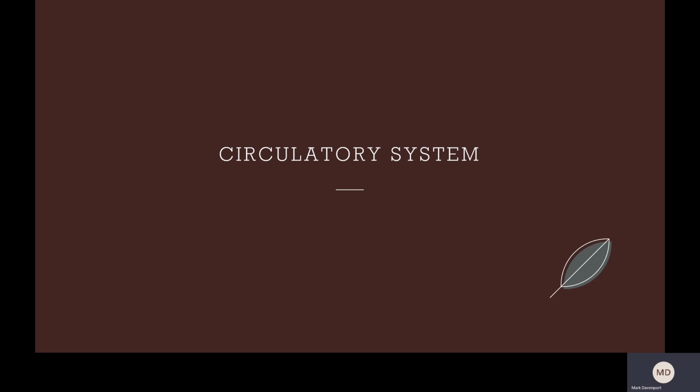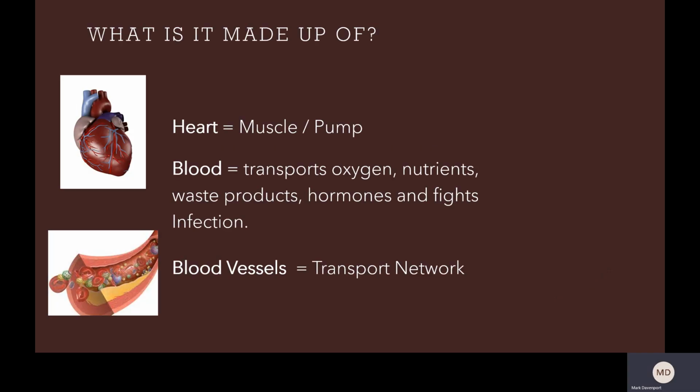We're going to start with the circulatory system. First of all, what is the circulatory system made up of? Number one, and probably the main thing, is our heart. Our heart is basically a muscle and it's a pump. The heart pumps blood. Blood transports oxygen, nutrients, waste products, hormones, and also fights infection, so there are some key roles of blood. Then the blood travels through blood vessels, which are a transport network throughout our body. We've got veins, capillaries, and arteries.